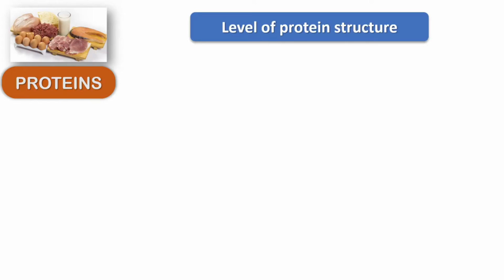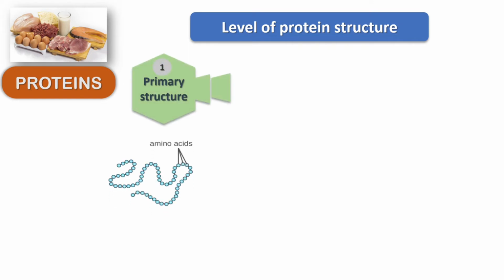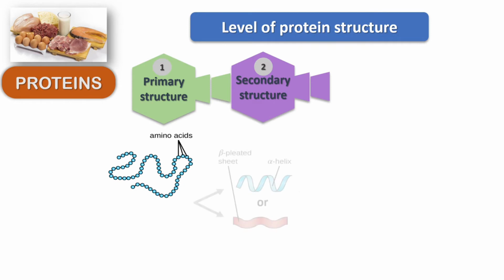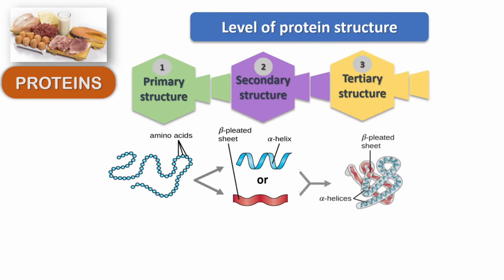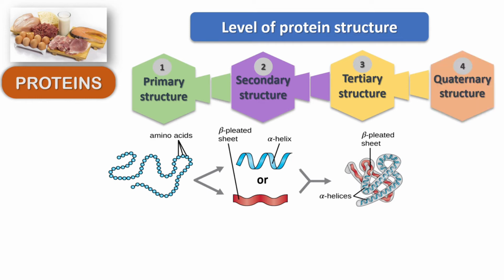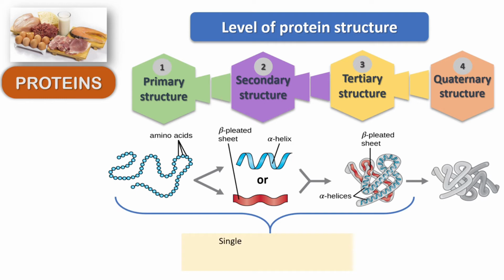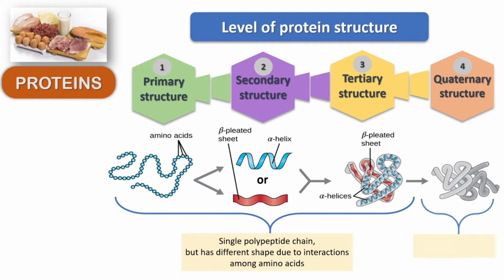Protein can be divided into 4 levels of protein structure: primary structure, secondary structure, tertiary structure, and quaternary structure. Primary, secondary, and tertiary structure is made up by a single polypeptide chain, but has different shape due to interactions among amino acids. Quaternary structure is made up by 2 or more polypeptide chains.